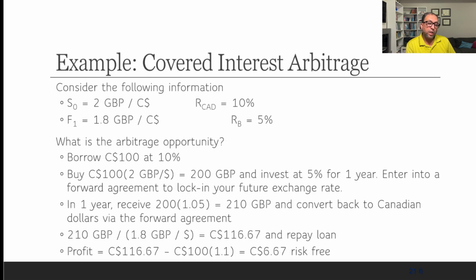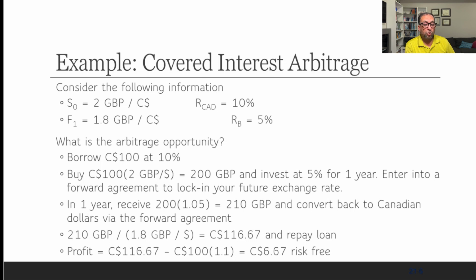So we can borrow $100 at 10% from the Canadian bank. And then what do we do? We buy 200 British pounds and invest at 5% for 1 year in Great Britain. Enter into a forward agreement to lock in your future exchange rate. And we also do the contract that we will sell you after a year at 1.8, right?